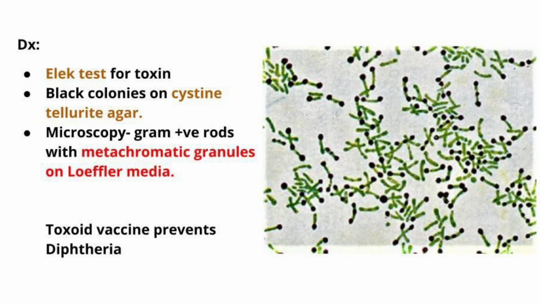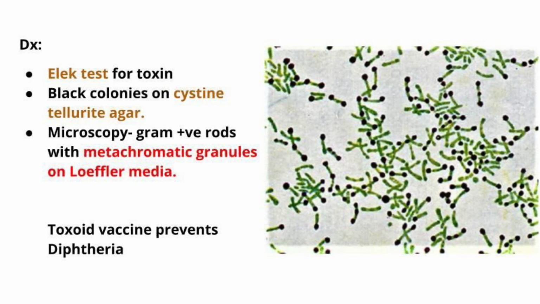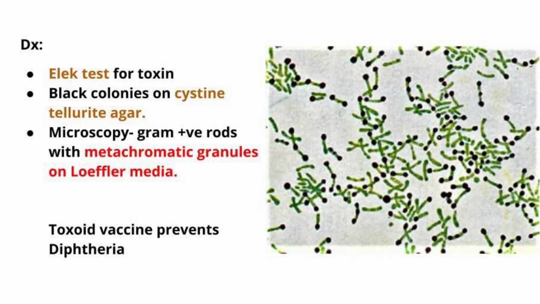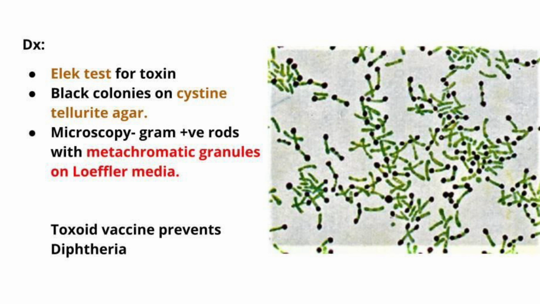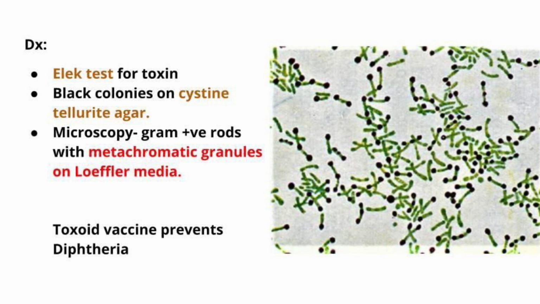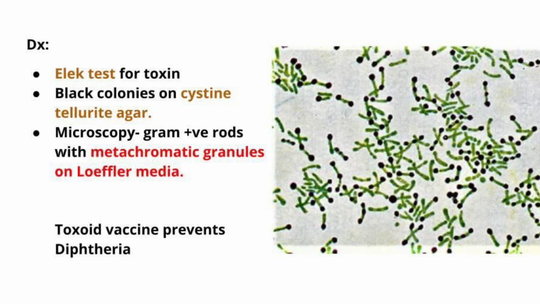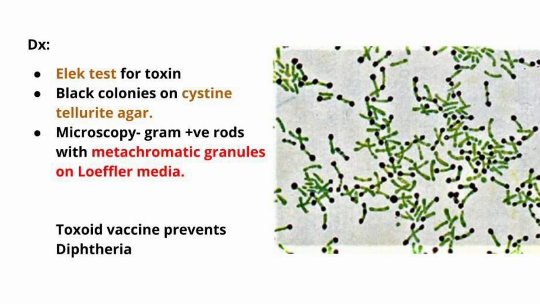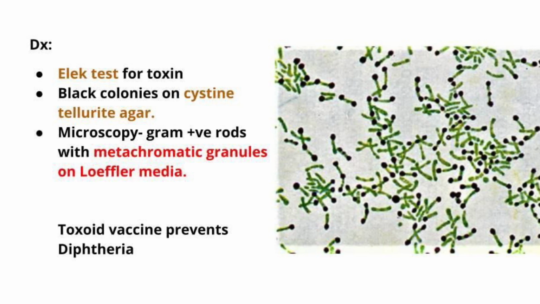It is diagnosed by various methods such as Elek's precipitation test. It is for identification of toxin by using antitoxin. As you can see in the picture, Corynebacterium diphtheriae is a club-shaped bacteria and it contains Babes-Ernst or Volutin granules, which are also called metachromatic granules. Corynebacterium diphtheriae is generally called Klebs-Loeffler bacillus because it grows on Loeffler's media.